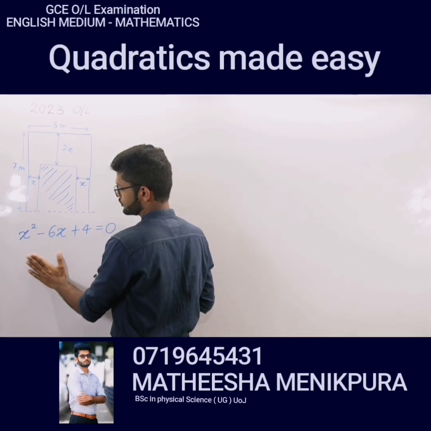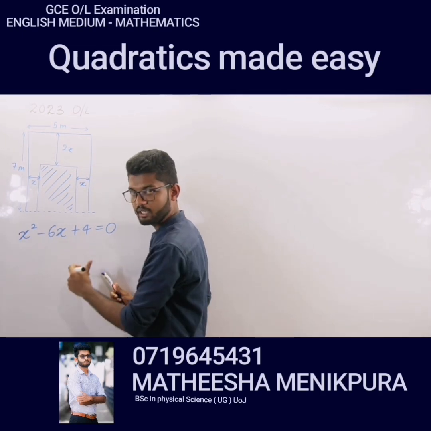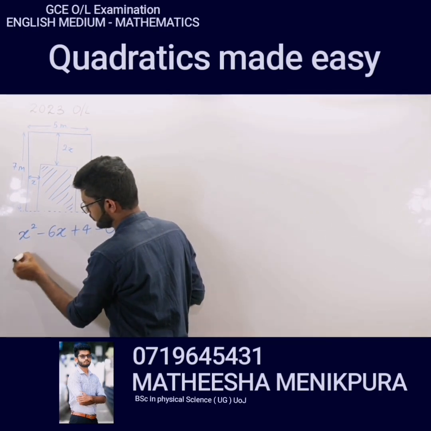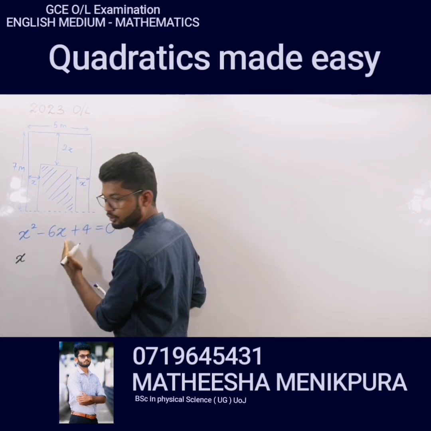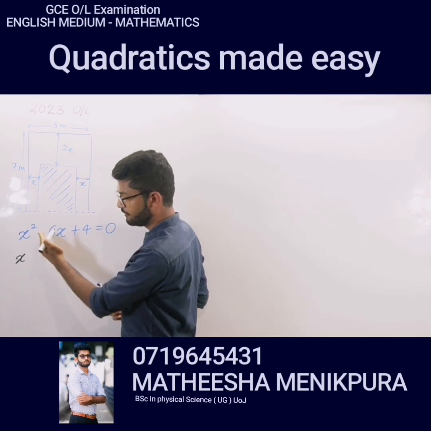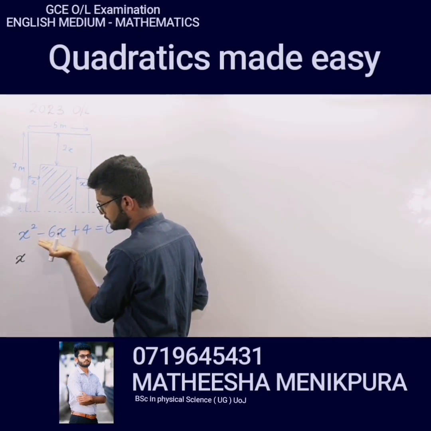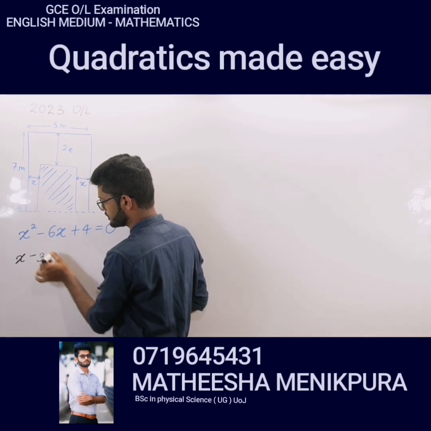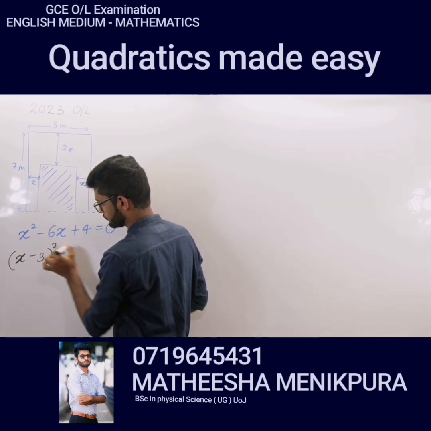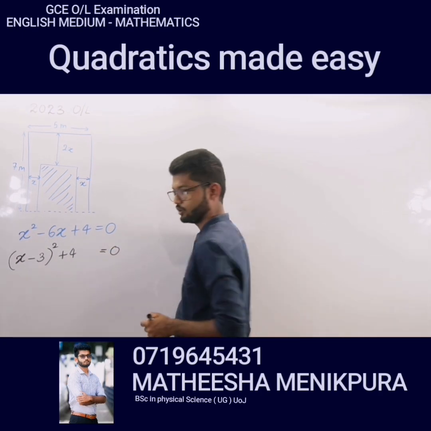When it comes to the completing square method, first take the square term. Here we have x squared. I'll take x from that, and take the coefficient of the linear term, that means the coefficient of the x term, divide it by 2 and write it here. Here the coefficient is minus 6, so divided by 2, the answer is minus 3. So (x minus 3) whole thing squared. After that, write plus 4, and that is equal to 0.